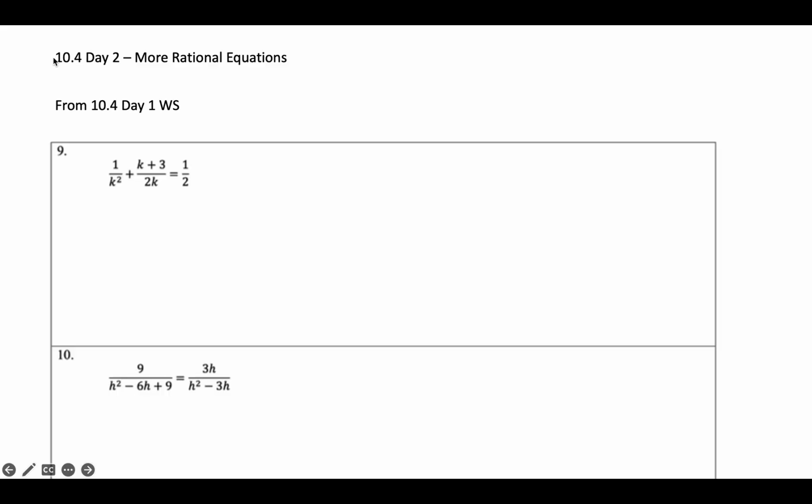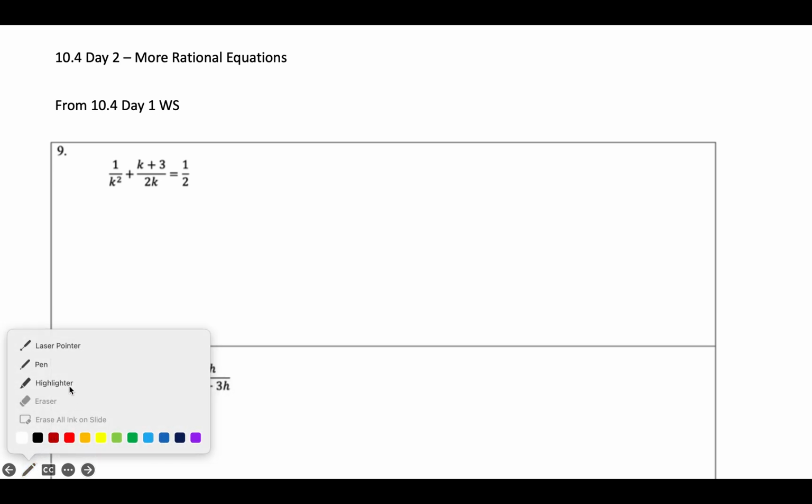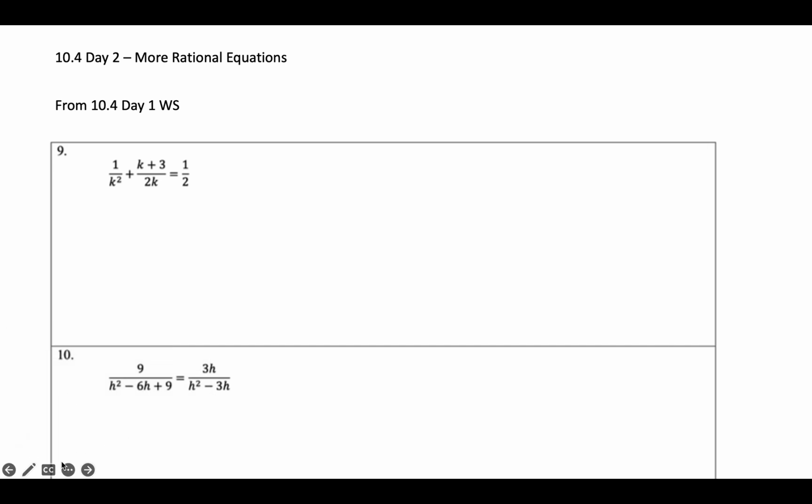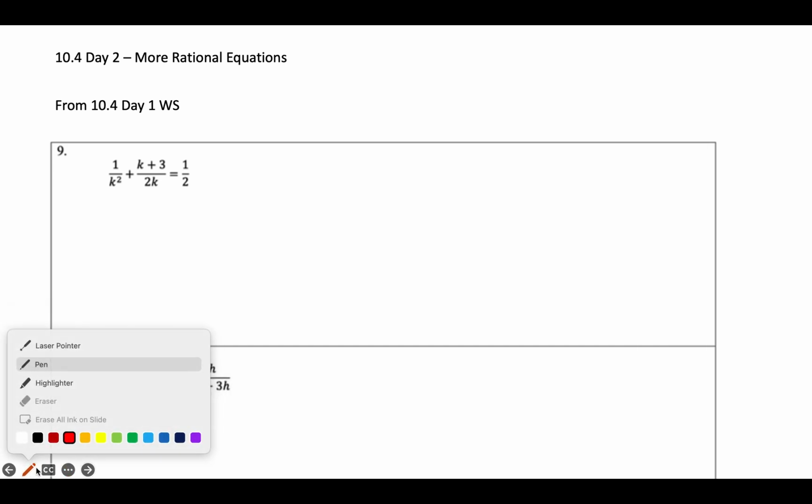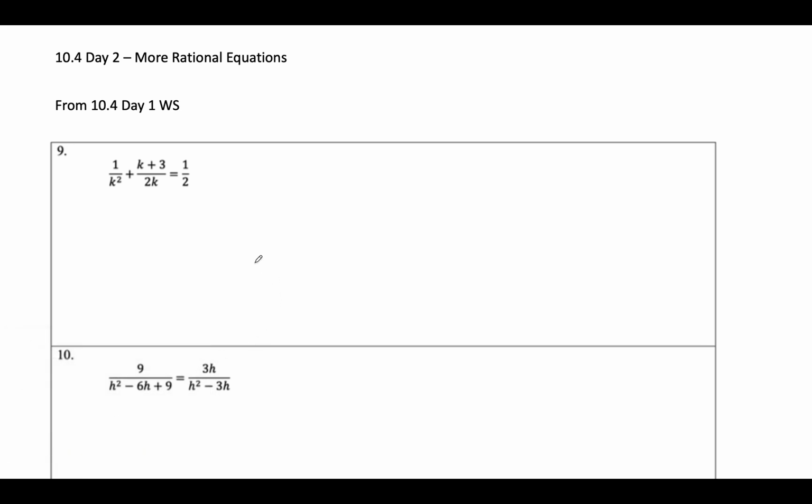Okay, we're going to take a look at continuing on with solving rational equations. So the first thing we're going to do is take our worksheet out from last lesson when we started this, the 10.4 day 1 worksheet, so have that one out. But we're going to run through a couple of problems.